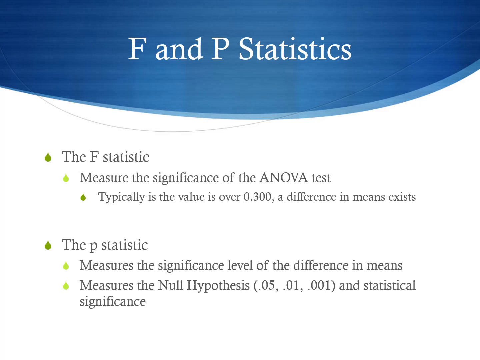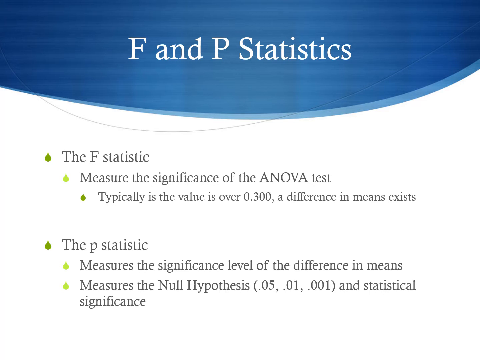Some things that we look at when we see those statistical packages and the outputs are the F statistic and the P statistic. The F stat measures the significance of the ANOVA test. And typically, anything over the value of 0.3, we can basically assume there's a difference existing in the data that we have. So what we say is if it's over 0.3, there is a significant difference in the data sets.